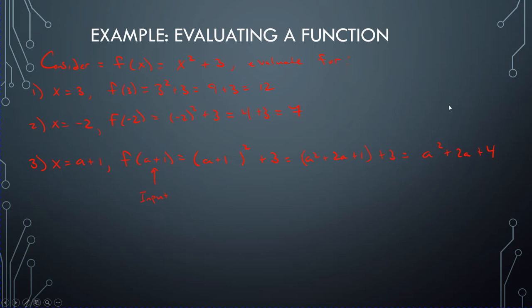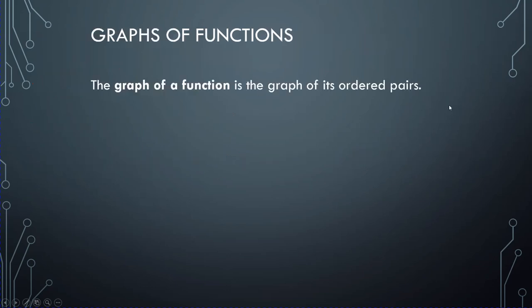But you'll get a chance to practice this. Let's move on now. We just want to talk about graphs of a function. The graph of a function is the graph of its ordered pairs. Just recall, ordered pairs are shown as x comma y. But for a function, we're just renaming y as equal to f of x.